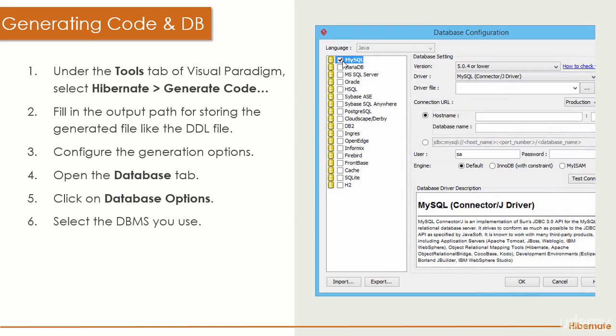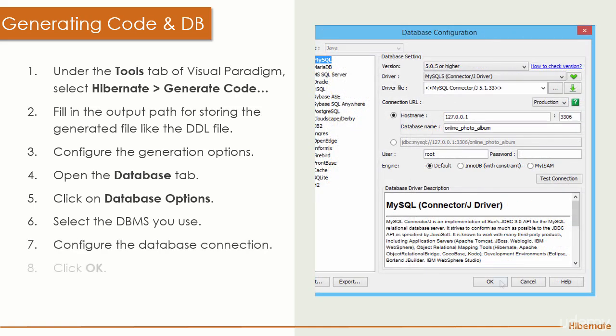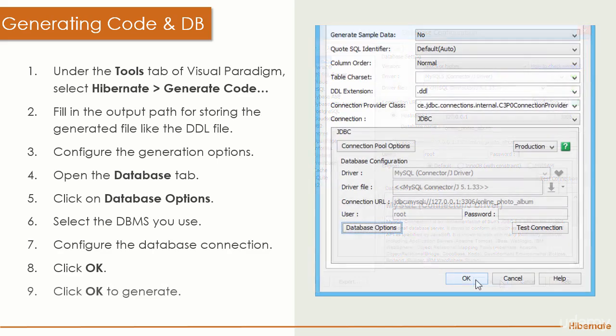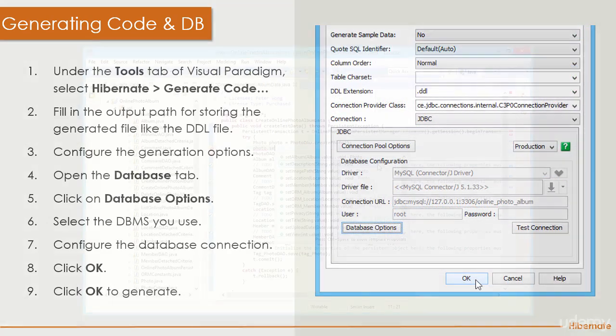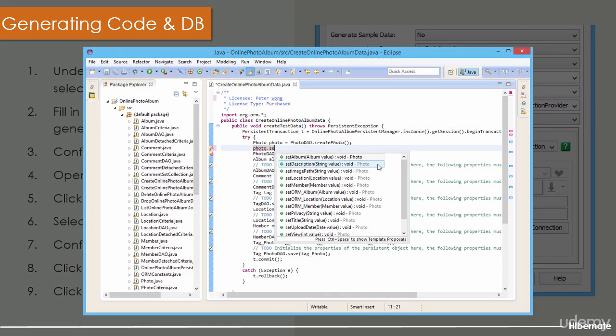And this is necessary because we really will save the object to the database. So the database option is important. You select the DBMS we talked about in code generation and configure the database connections. Click OK, and then you click OK to generate the source code. After you generate, you will get a set of source code together with the Hibernate library. We will bundle the library for you, added to your projects. Then you can start coding.